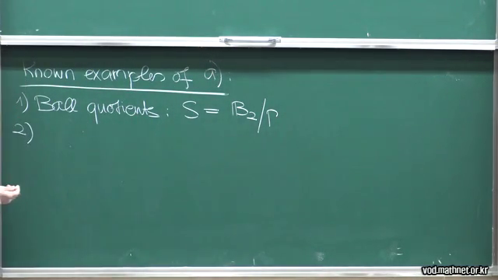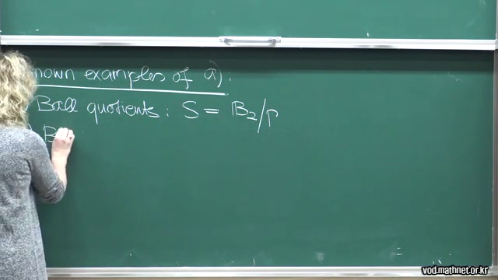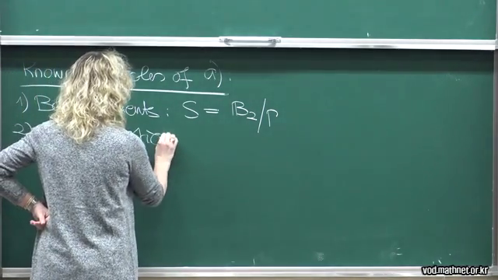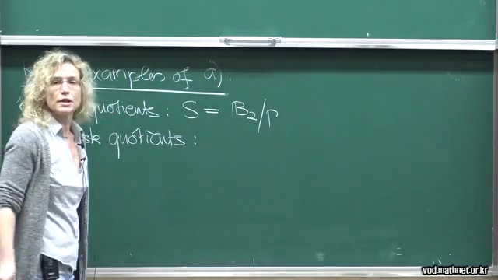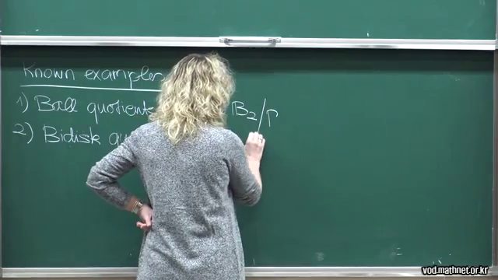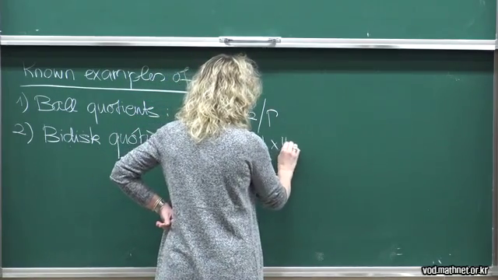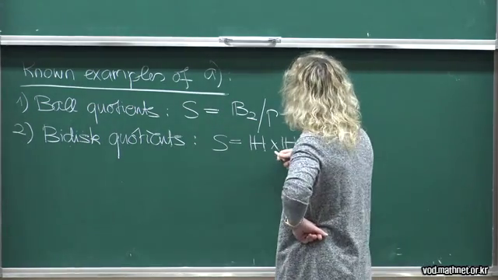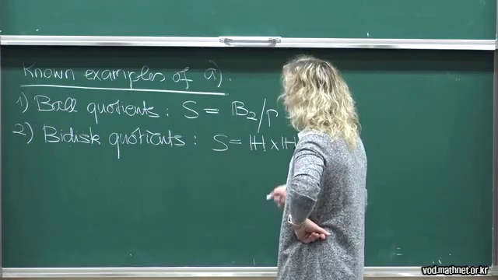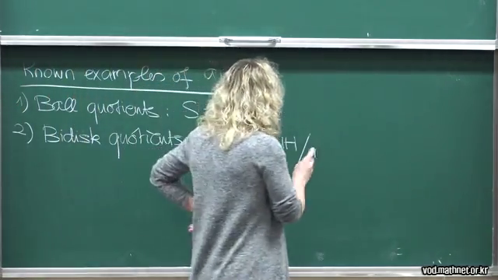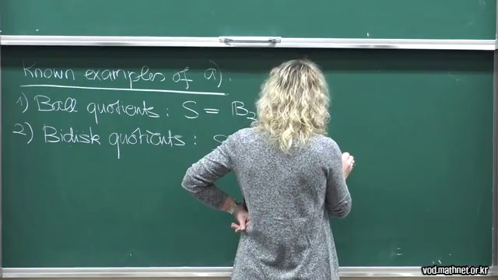Then a similar example is bi-disk quotients. Ball quotients are automatically rigid. For bi-disk quotients, this means S is uniformized by a product of two one-dimensional disks, or two upper half planes, by a discrete co-compact free subgroup. And there are two cases.